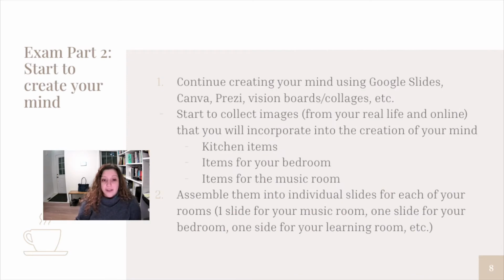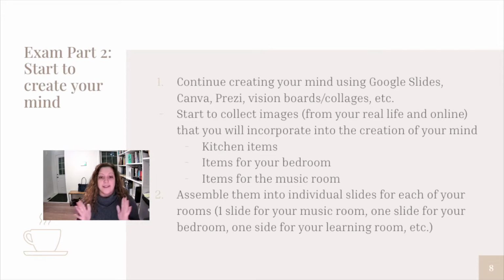So start to collect images from your real life. So go around, take some pictures of your home, from online, and incorporate those things into the creation of your mind as well. So they don't have to be things that you can find online. It could definitely be things that you can take photos of from your own homes. So once you're done with part 1 here, making a list of everything you want to keep in every room in your mind, then you're going to move on to part 2 where you're going to actually start to create your mind using either Google Slides or Canva or Prezi or Vision Board or Collage or whatever you want to make.